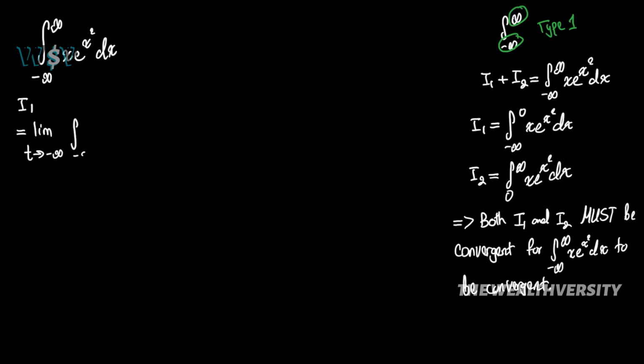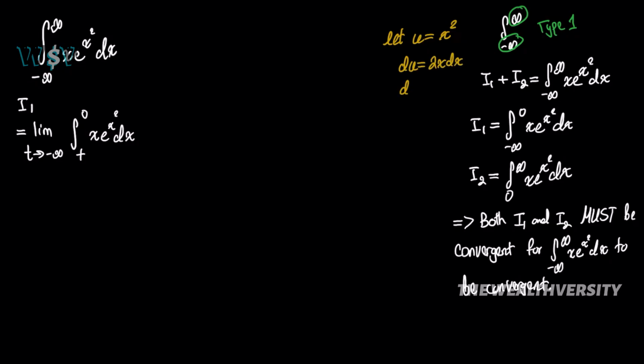So we will take the limit as t approaches negative infinity of the integral of x times e to the x squared from t to 0. We will use substitution to solve this integral. So we will let u equal x squared, and du will be 2x times dx.